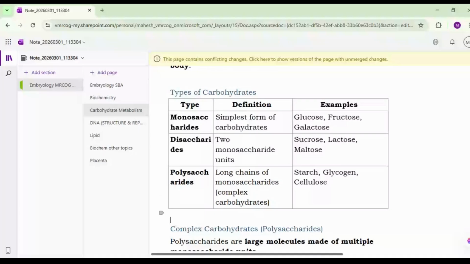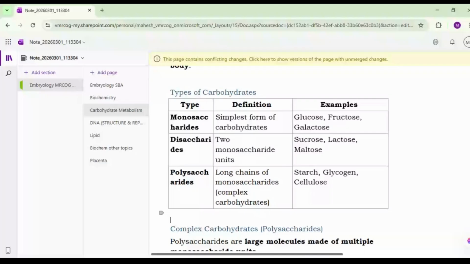Here they can ask you questions, such as which are the monosaccharides, which are the disaccharides, etc. They can ask for examples, and they can give permutations and combinations. Monosaccharides are the simplest form of carbohydrates and the examples are glucose, fructose and galactose. Disaccharides are formed from two monosaccharide units, and the examples are sucrose, lactose and maltose.